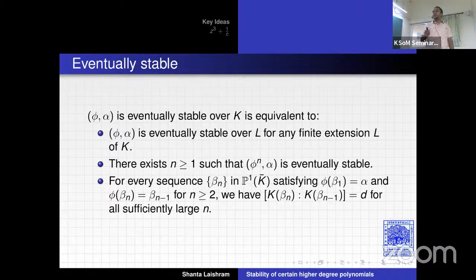the degree of the extension k beta n over k beta n minus 1 remains d for all sufficiently large n. Here d is the degree of phi, that's the maximum of the degrees of f and g, where phi is f by g.